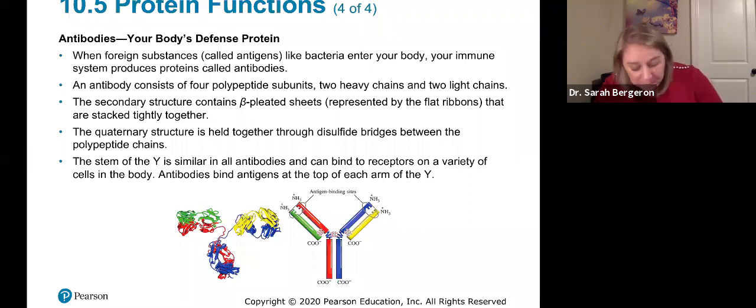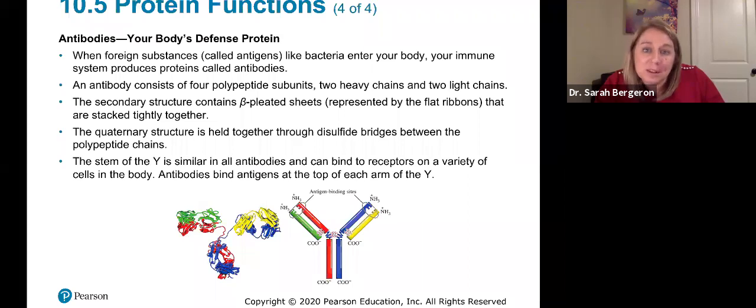So if I can do this, let's see if I can highlight. This is 1 heavy chain right here. Here's a second heavy chain. Then you have a light chain, 1, 2. So those are our 4 subunits. They're not exactly the same. They're actually a little bit different. 2 of them are long and 2 of them are short.